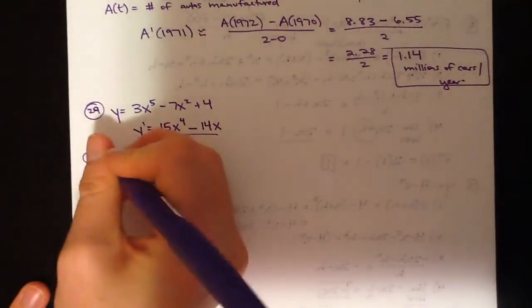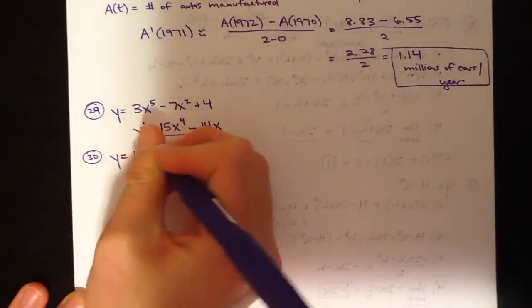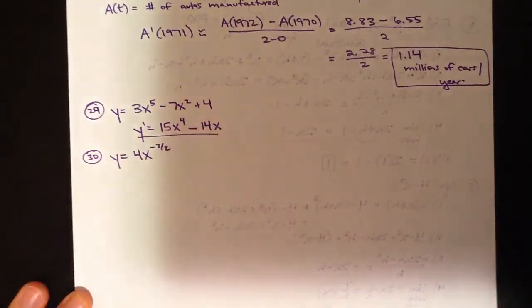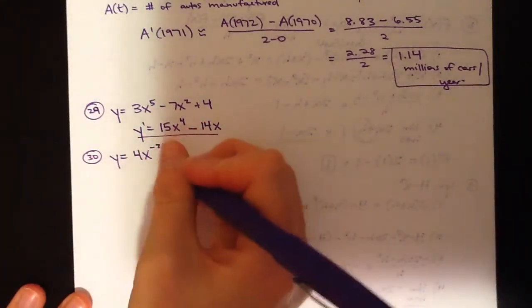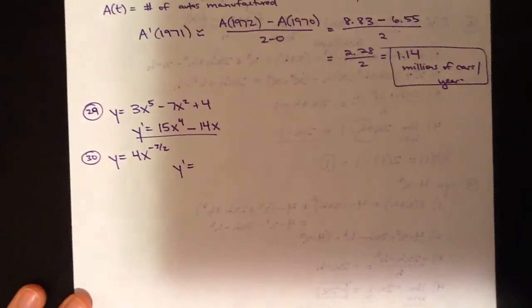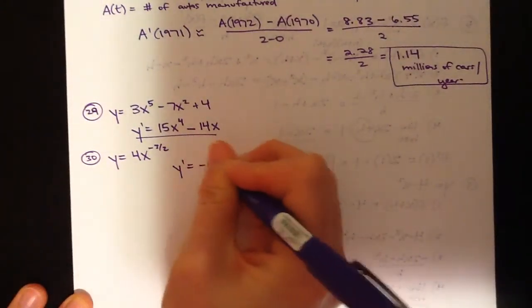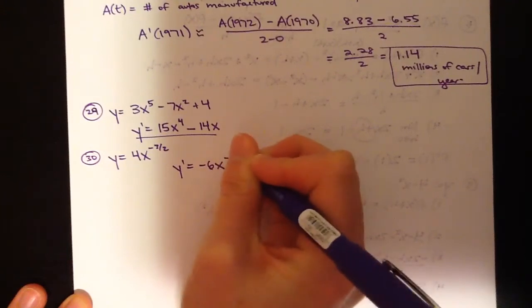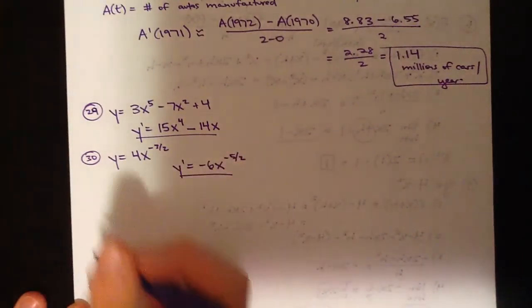30, we've got y equals 4x to the negative 3 halves. So same thing with the power rule. Here, the negative 3 halves is going to come out front, multiply by the 4. So negative 3 halves times 4 gives us a negative 6. And the power drops down to a negative 5 halves. So that's your derivative there.